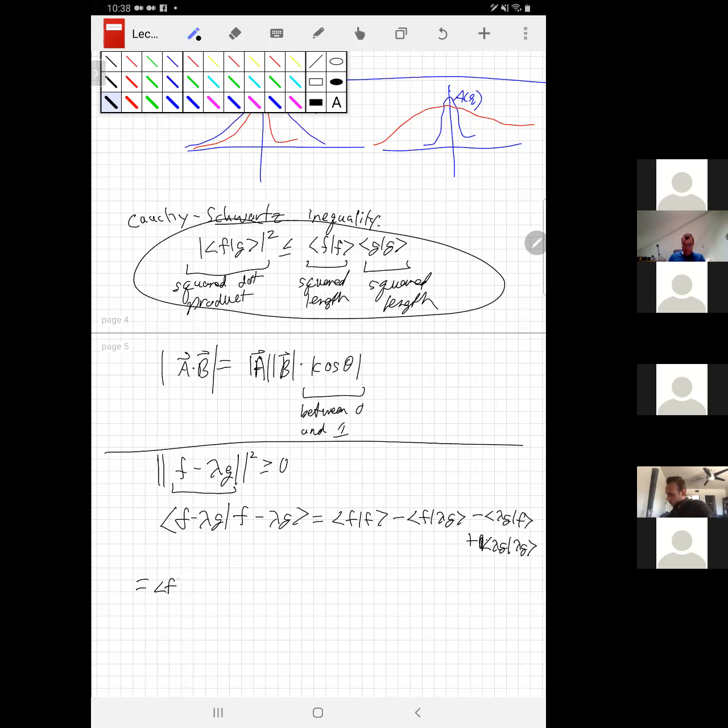Or inner product of f with itself minus lambda inner product of f with g minus lambda complex conjugate inner product of f with g complex conjugate, because I'm just swapping around some orders here, plus absolute value of lambda squared inner product of g with itself. Any questions?